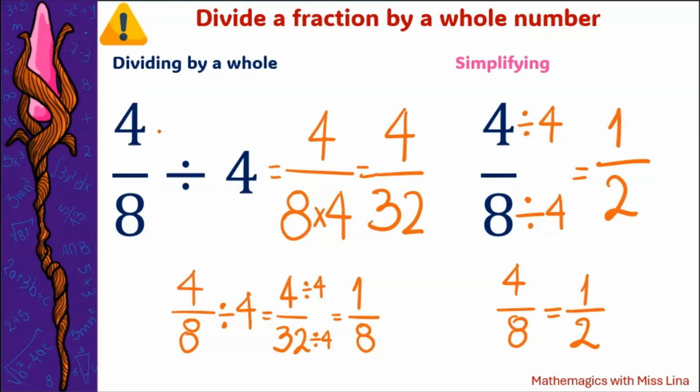Notice that if the numerator is divisible by the number, you can go straight and divide it. 4 divided by 4 is 1, and you don't have to touch the denominator. But if it's hard to remember that rule, you just go ahead and multiply by the denominator, and then you can simplify the answer.